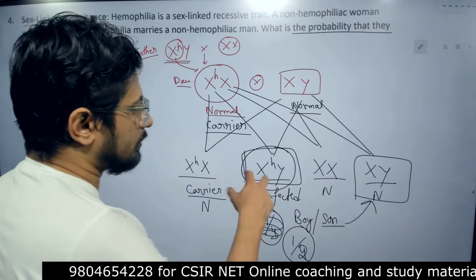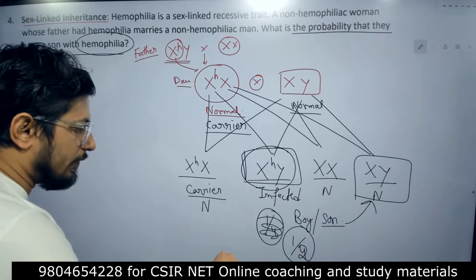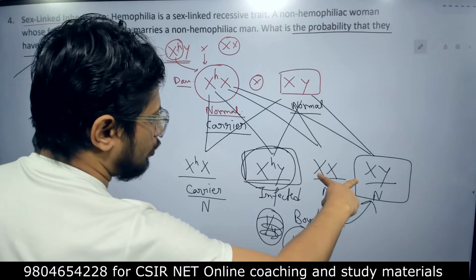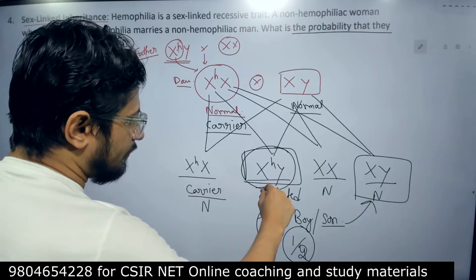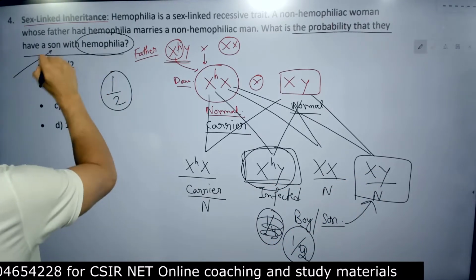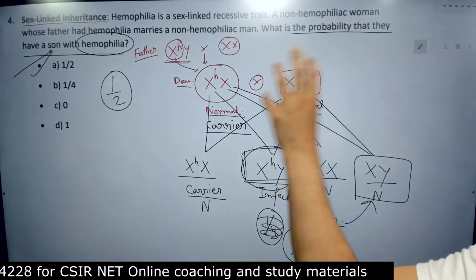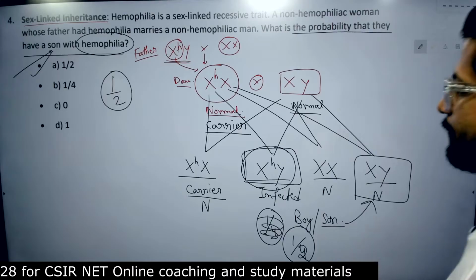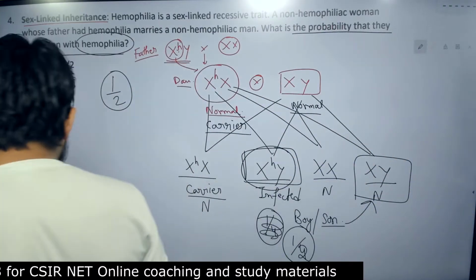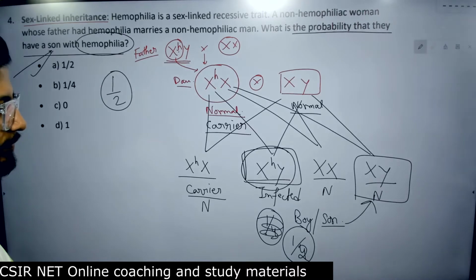Between these 2 boys, what is the percentage showing hemophilia? Only half of it. Of 2 boys, one has hemophilia and another does not. So the probability is half, and option A should be the correct answer in this case. Half of the boys have the probability to have hemophilia on this occasion. Clear?